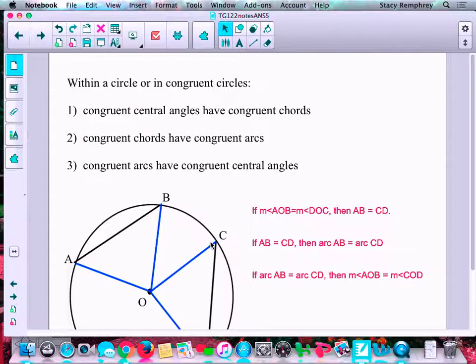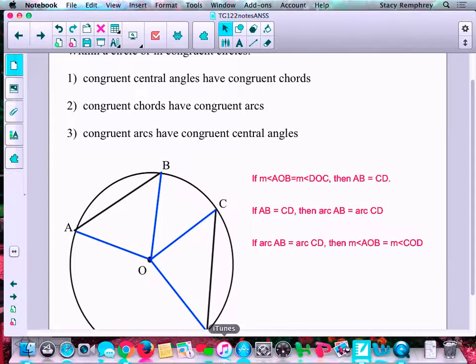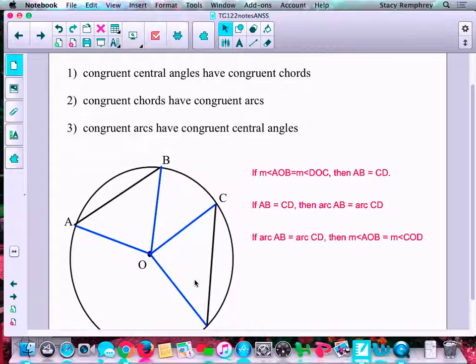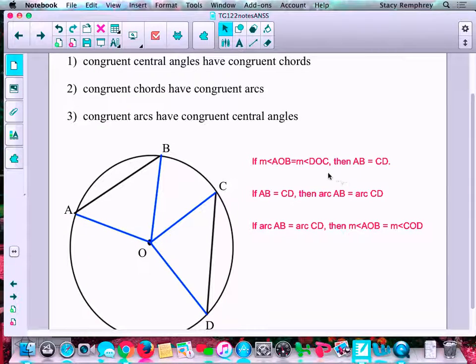All right, within a circle or in congruent circles, there are three things, and I kind of set them up. I drew these lines in, which are radii, which may help. You can prove this with different triangle congruence theorems. I'm just not getting into that on the video. So congruent central angles have congruent chords. If I say this angle right here is congruent to this angle right here, then you can conclude that chord AB is congruent to chord CD.